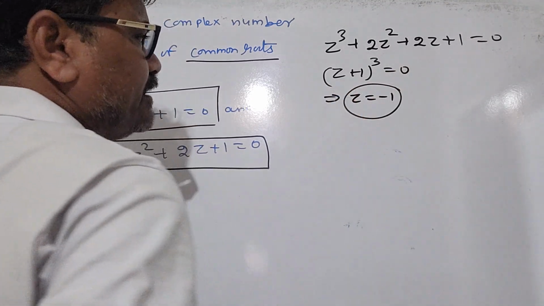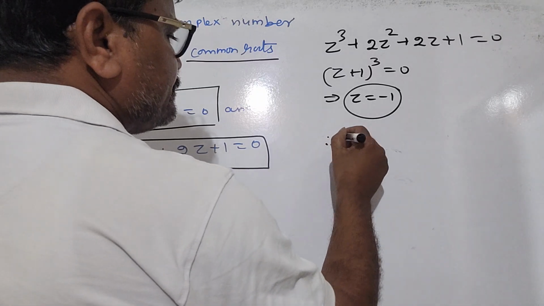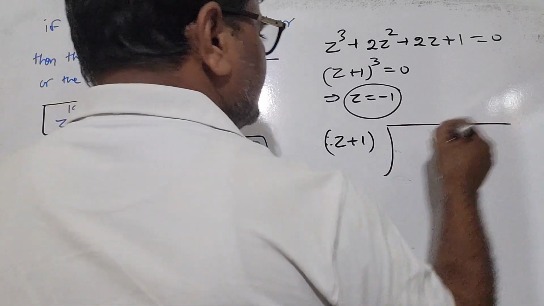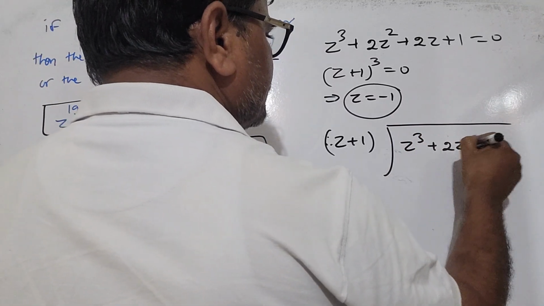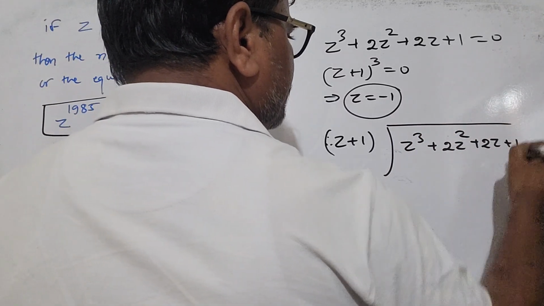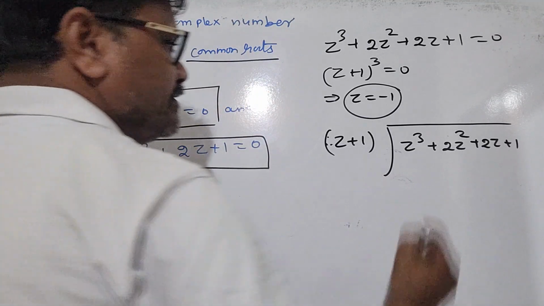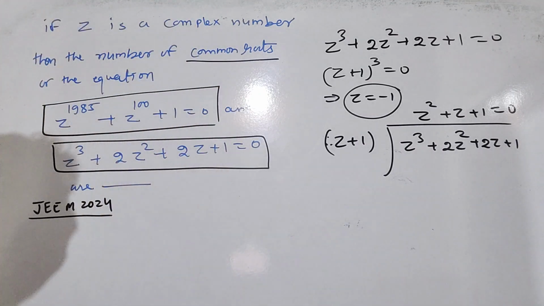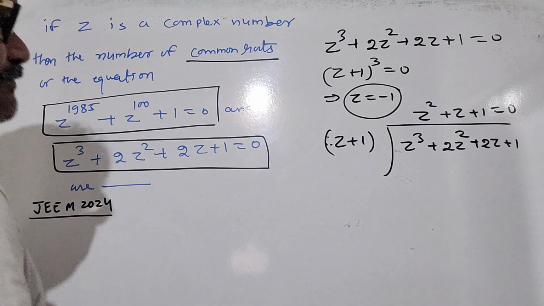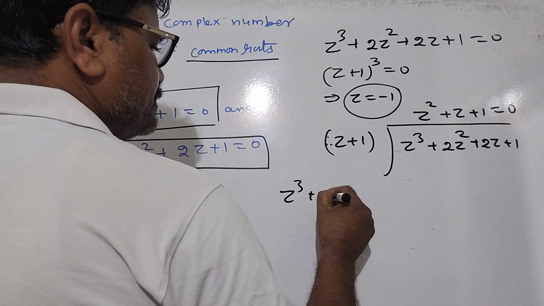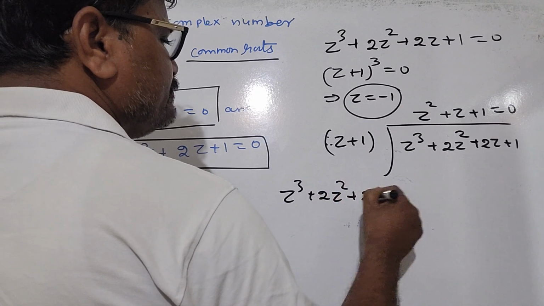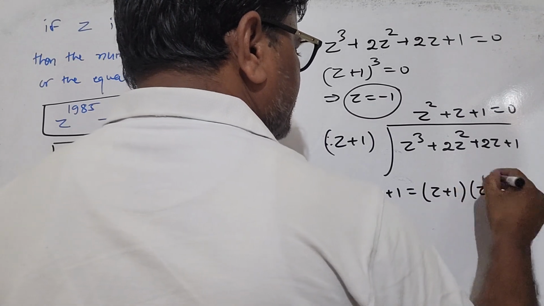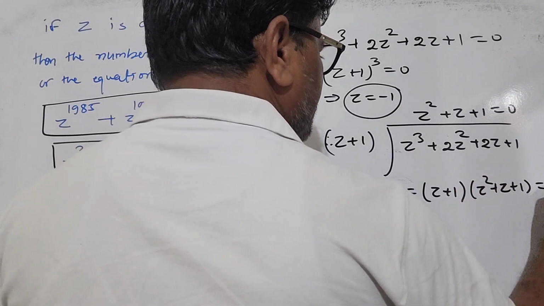So we will divide by z equal to minus 1. So that is z plus 1 is one of the factors. When we divide z cube plus 2z square plus 2z plus 1, what will we get? We will get z square plus z plus 1 equal to 0. Right. So finally you can say that z cube plus 2z square plus 2z plus 1 equal to (z plus 1) into (z square plus z plus 1) equal to 0.